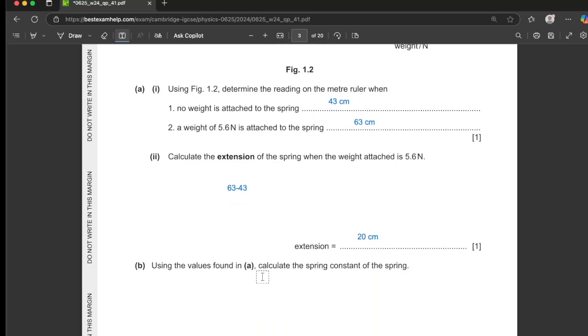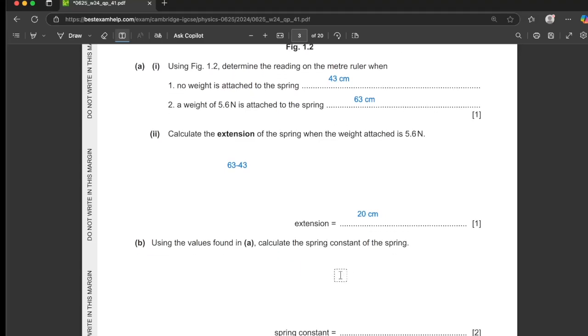Using the values found in A, calculate the spring constant of the spring. So the spring constant, we have this equation: k is equal to force applied divided by extension. Force applied is 5.6, and the extension was 20 centimeters. So that would be 0.28 newton per centimeter.